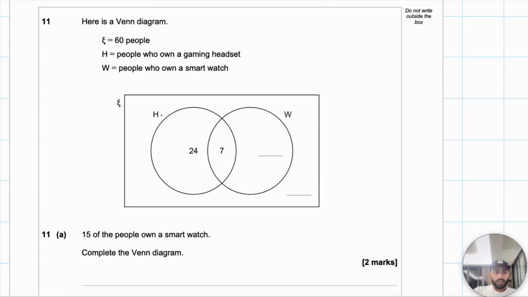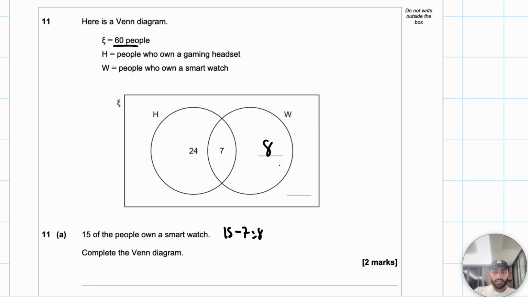Question 11. Here is a Venn diagram. There's 60 people inside the Venn diagram. H is people who own a gaming set, which is here. The people own a smartwatch. Complete the Venn diagram. So I know all of this circle is going to be equal to 15. Right now, I already have 7 people that own a smartwatch. So 15 take away 7 gives me 8. So the amount of people who only have a smartwatch is going to be 8. I need to find this missing number. I know there's 60 people altogether.